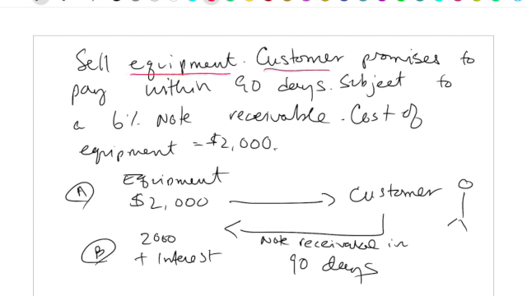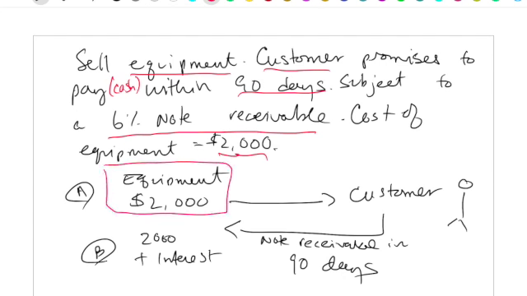We sell it to a customer who promises to pay, meaning provide cash, within 90 days. And this promise to pay is subject to a 6% note receivable. The cost of the equipment is $2,000. I have a diagram here below. Equipment is sold. We are selling it to the customer for $2,000. The customer, rather than giving us $2,000 immediately in exchange for the equipment, says, hey, I'll pay you in 90 days, and I'll pay you the $2,000 plus some interest. And the interest will be subject to this 6% annual rate. This is an example of how you could put this transaction into the context of a note receivable.